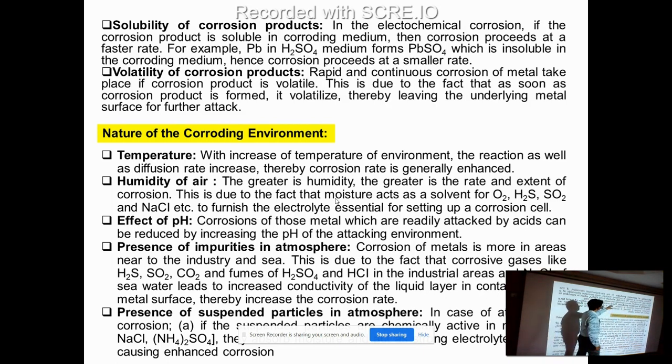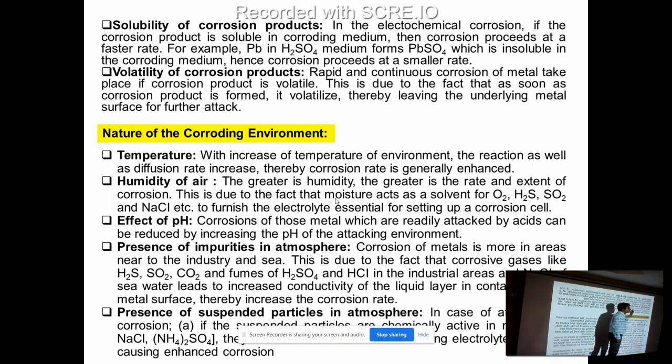Another example given is lead in sulfuric acid. What does it form? Lead in sulfuric acid forms lead sulfate, which is insoluble. Hence corrosion will be at a smaller rate. So there is a specific case. Sometimes, in this case, it will not dissolve. Whatever lead sulfate is formed is insoluble. But in the case of iron, it is soluble. That's why it is coming to the bottom of the tube. Okay, that is another parameter.